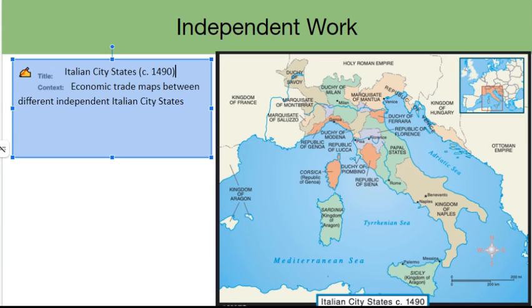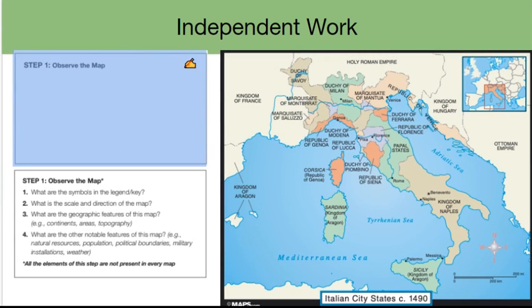Okay, my next step is to observe the map. Well, I see over here in this corner that it is cut out from a larger map, that's Europe. Now, not everything in this observation toolbox is going to be in every map, but this is what I can use for every map to break it down. So what are the symbols and the key of the legend? Well, I don't have any.